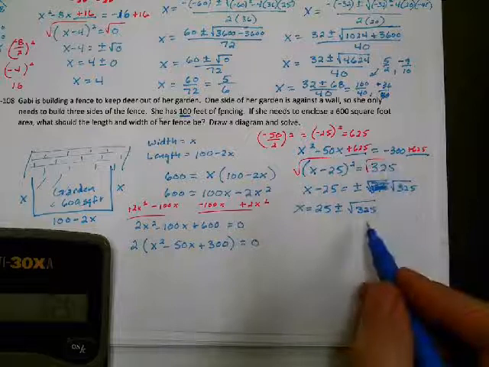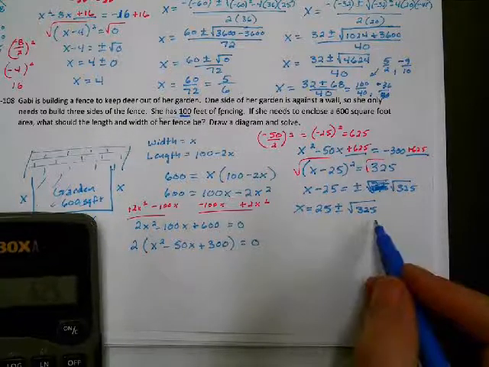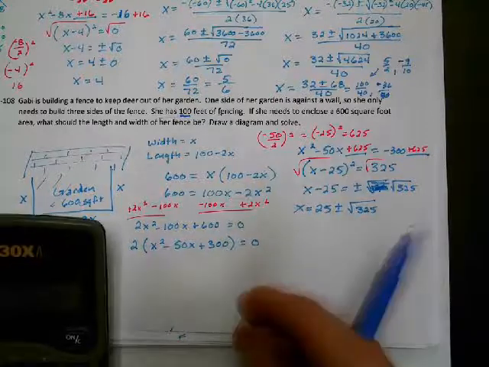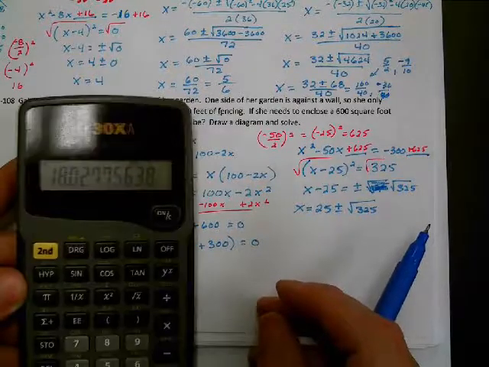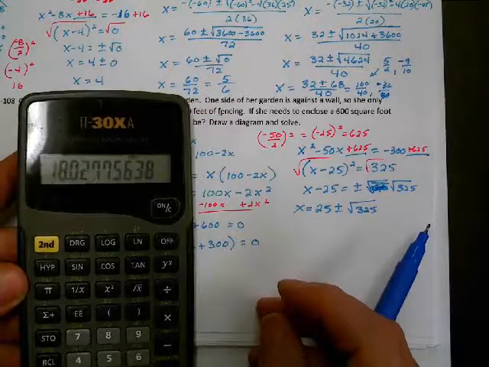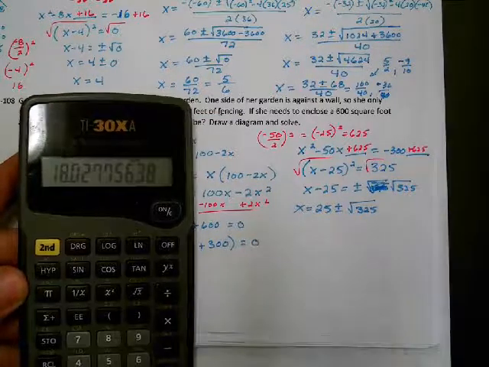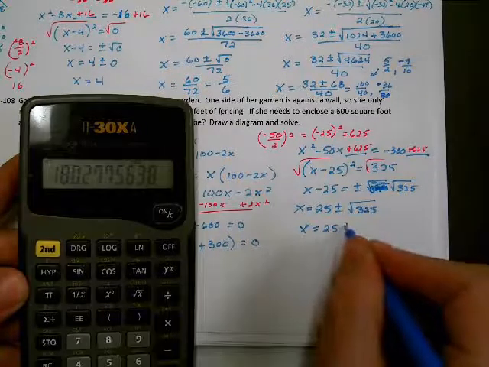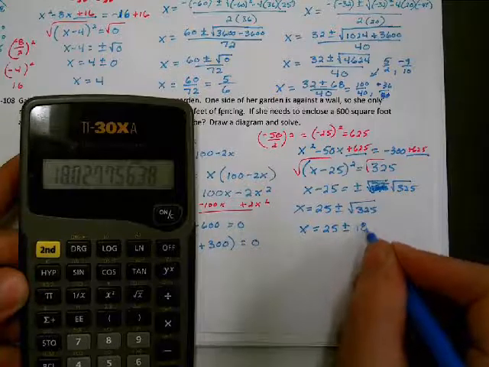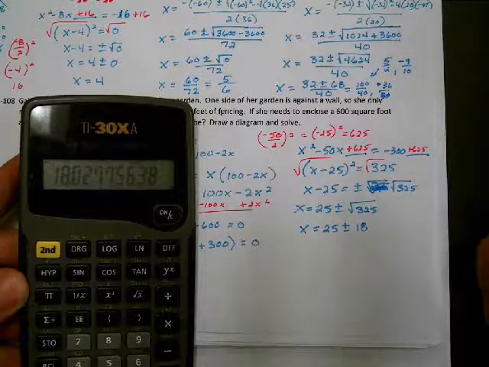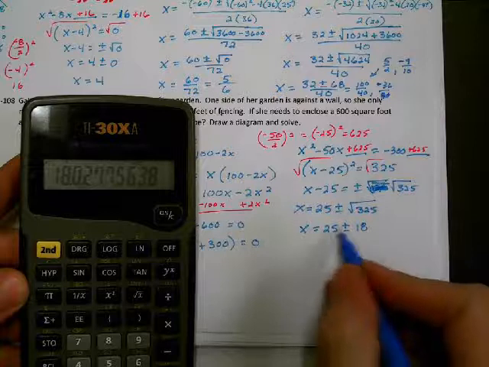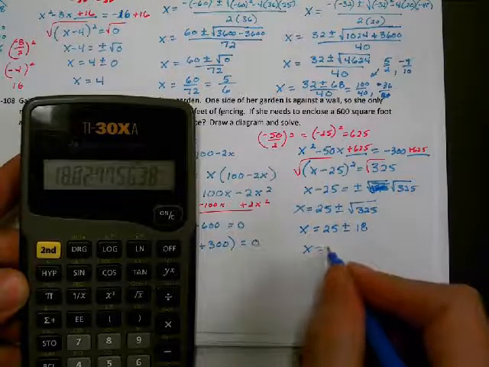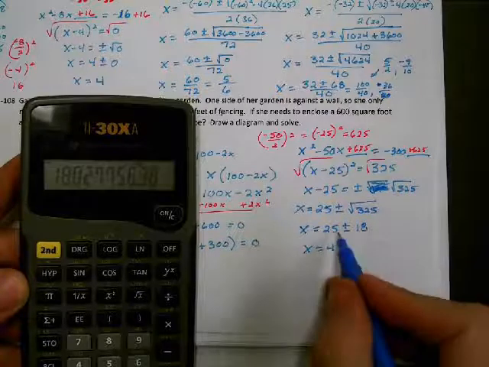All right, so I'm going to work this out. The square root of 325. It's about 18. It comes out to 18.02. I'm just going to call it 18, just approximately. So this is going to be x equals 25 plus or minus 18-ish. Close enough. So this is an approximation. So 25 plus 18, that would be 43. And then 25 minus 18 would be another answer of 7.